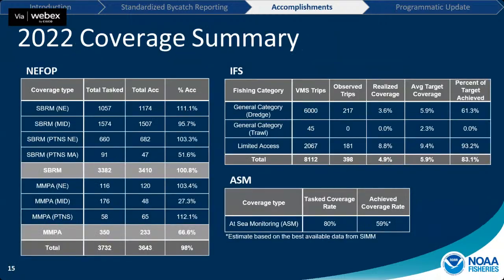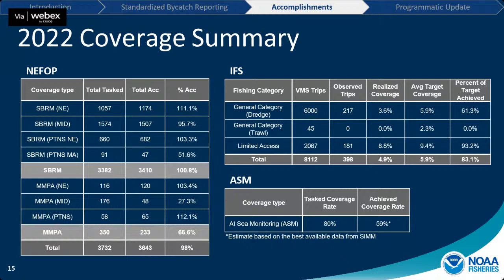Next slide, please. For 2022, our SBRM year, which runs April 1st, 2022 to March 31st, 2023, we ended the year with 98% of our target sea days completed. Our marine mammal protection coverage in the Mid-Atlantic and the PT&S fleets in the Mid-Atlantic both had somewhat lower accomplishments for that year. Our industry-funded scallop coverage in fishing year 2022 completed 93% of the target coverage, and our general category was a little bit more challenging, finishing the year with 62% realized coverage.